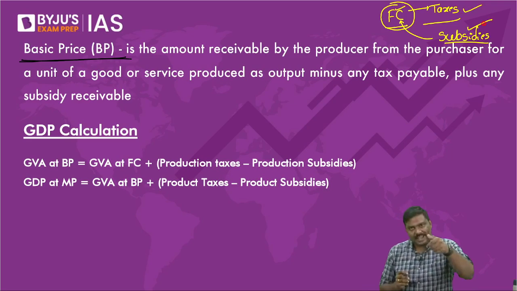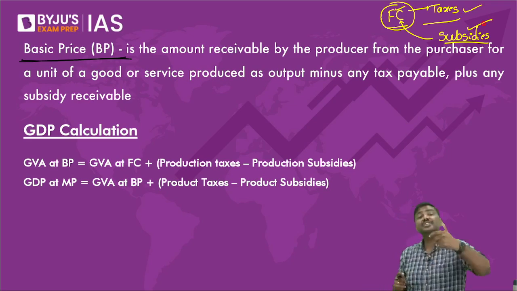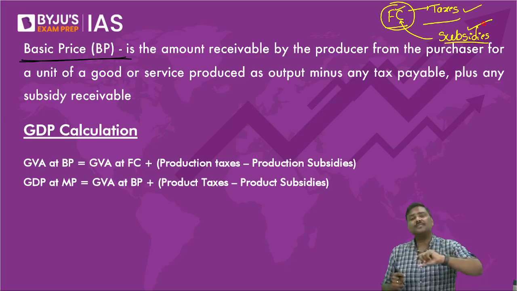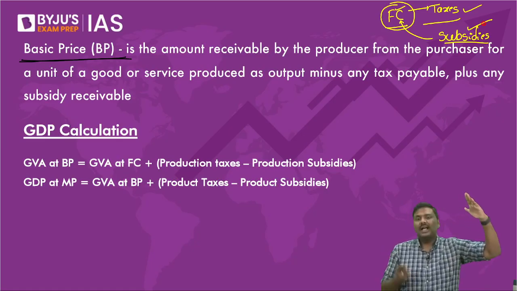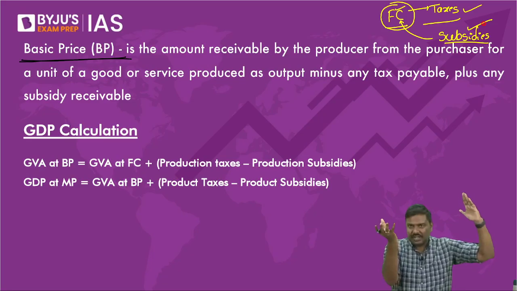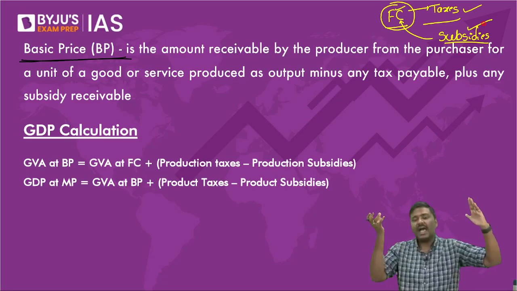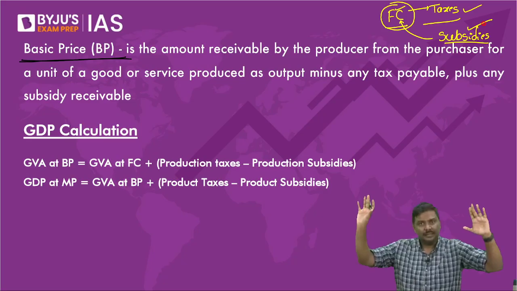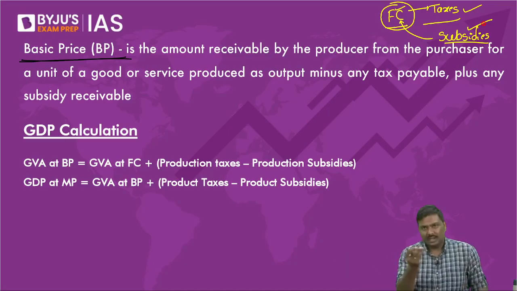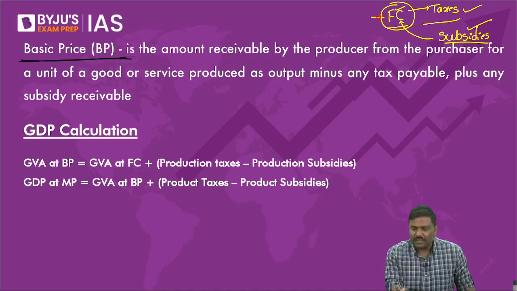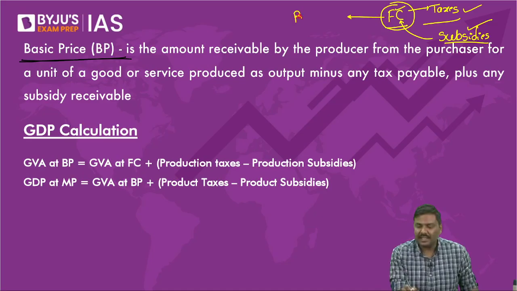Those taxes are referred to as production taxes, and those subsidies are referred to as production subsidies. So I will start from the factor cost, adjust with the production taxes and subsidies, and arrive at basic prices. Now, is it the selling price? Let me know. You have moved from the factor cost to basic prices.